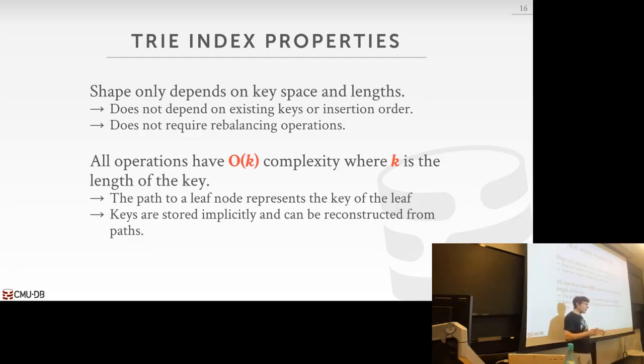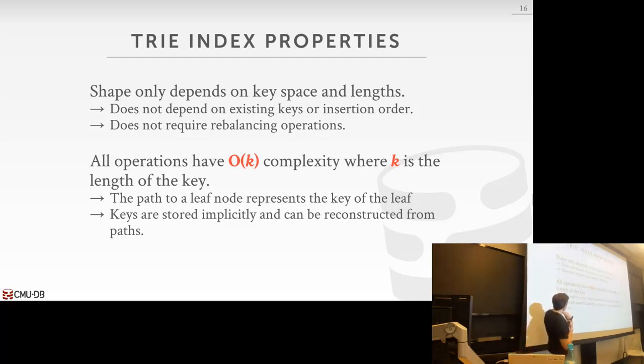That's not the same as in a B+ tree, because in a B+ tree, if I insert keys one way, and then I shuffle them around and insert them into another tree, depending on how I deal with splits and merges, I may end up with different layouts of the nodes. The keys might be in one node versus another node. In a trie, it's always the same thing.